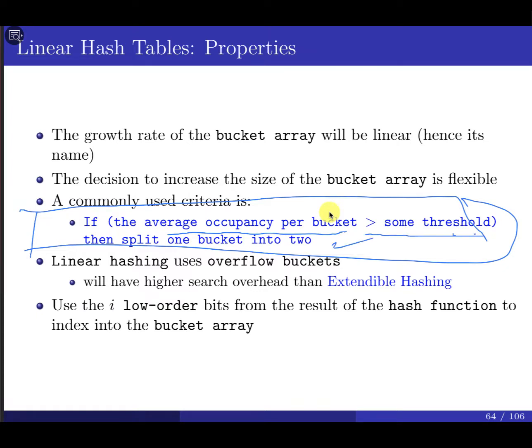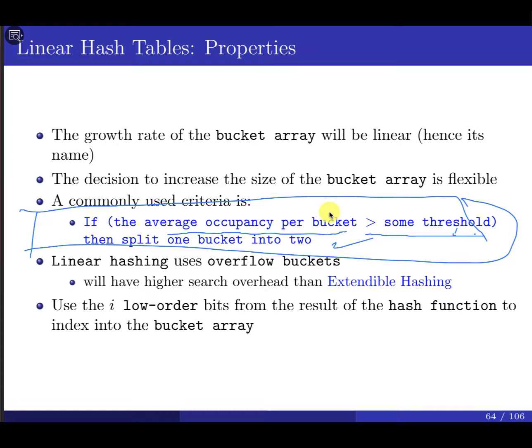Then that means we need to split the bucket into two. In this case, that means we need to add one extra bucket. Okay, so in order to decide when we're going to increase the size of the bucket, it looks like we have specific criteria that can be generalized as: the average occupancy per bucket is greater than some threshold. And we can specify what the threshold is.